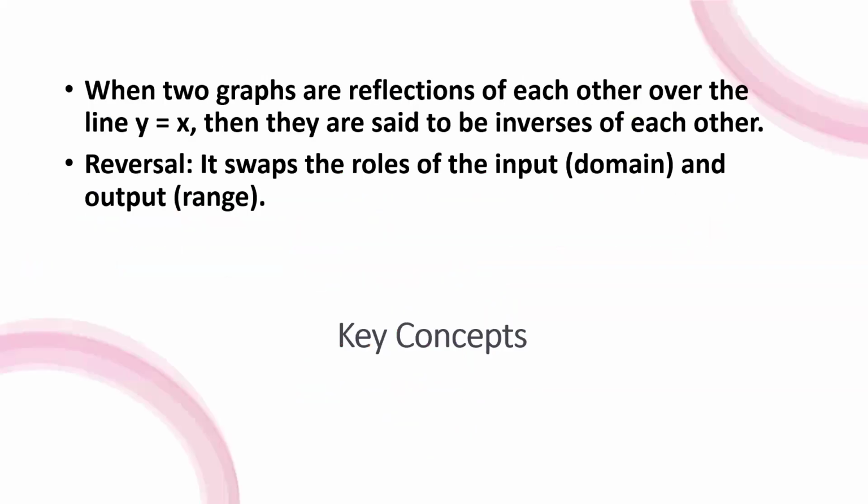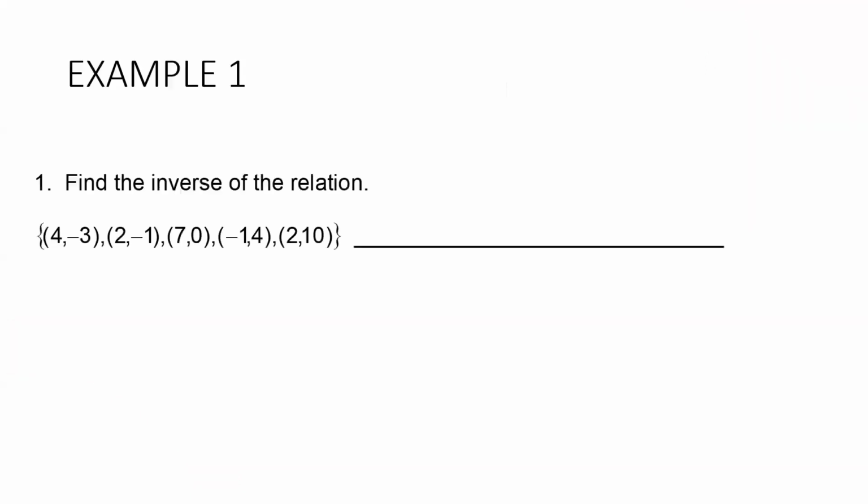All right. So when two graphs are reflections of each other over the line y equals x, then they are said to be inverses of each other. Okay. It's a reversal. It swaps the roles of the input and the output, your domain and your range.